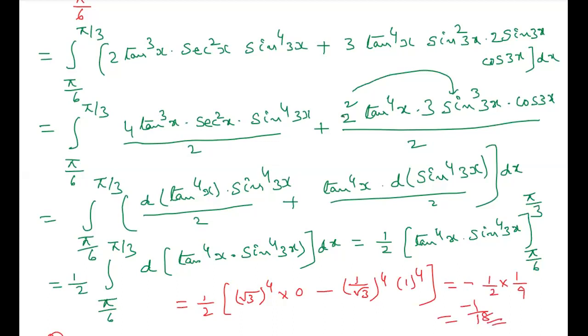So this is not an easy problem, but we have to take it carefully and apply the formulas. Here I just multiplied and divided by 2. After observing, that is the derivative of tan⁴x we get. What is the derivative of tan⁴x? 4 tan³x, and the internal derivative sec²x. Here also the derivative of sin⁴3x we get 3 sin³3x. The derivative of sin 3x is cos 3x, and the internal derivative 3 will come. So this is not an easy problem.